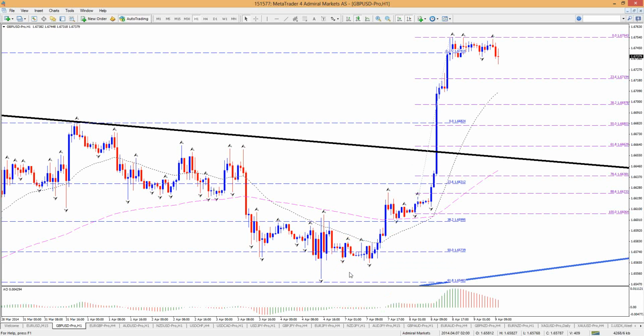So you can see this is how you can also, of course, tackle the entries differently than using the fibs themselves for entries. In that case, the fibs are triggers.